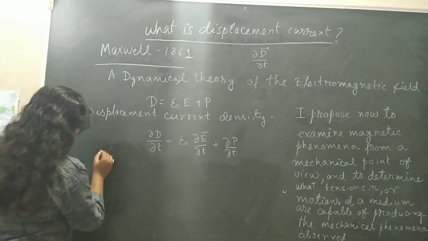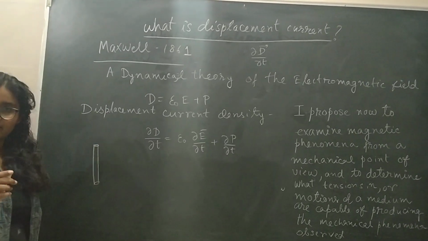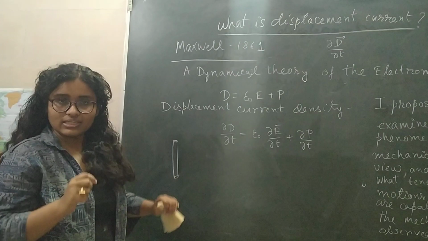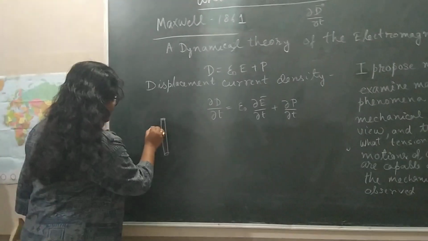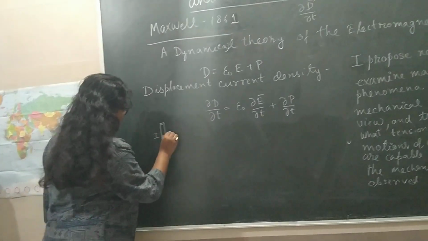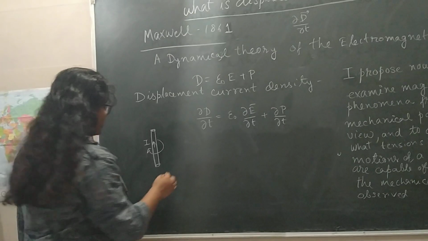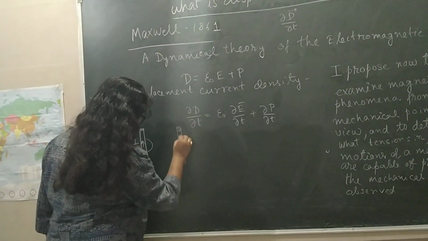Suppose you have a wire and you have an AC current. An AC current is an alternating current. At some instant the current is flowing upward, so the magnetic field will be this way. Now after some instant of time, the current is going downward.